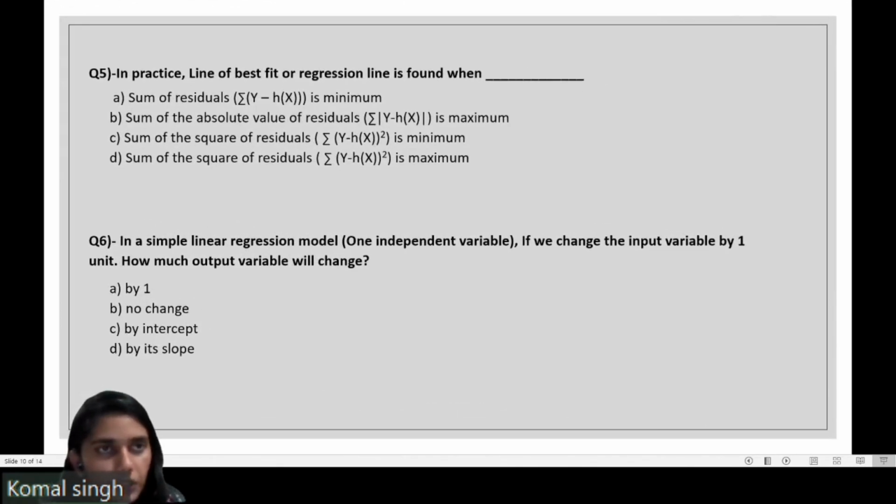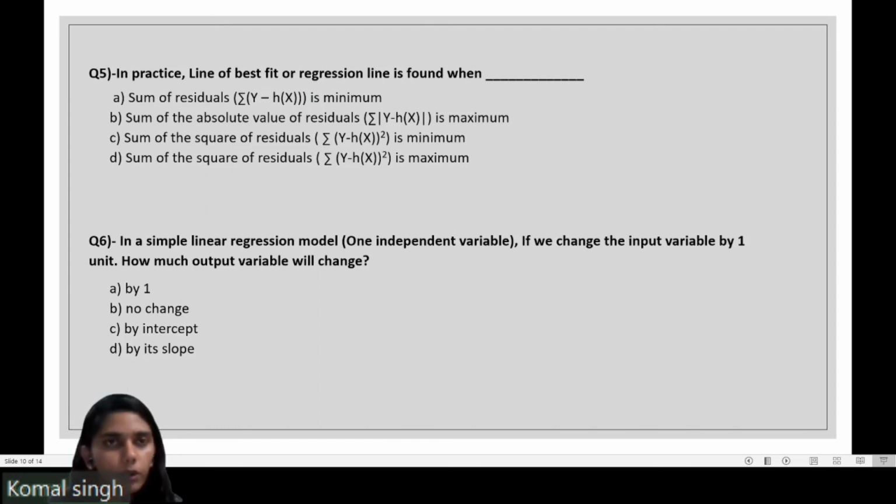Then question number 5. In practice, the line of best fit or regression line is found when: the sum of residuals, summation of y minus h of x, is minimum; the sum of the absolute value of residuals, summation of mod y minus h of x, is maximum; the sum of the square of residuals, summation of y minus h of x square, is minimum; the sum of the square of residuals, summation of y minus h of x square, is maximum.